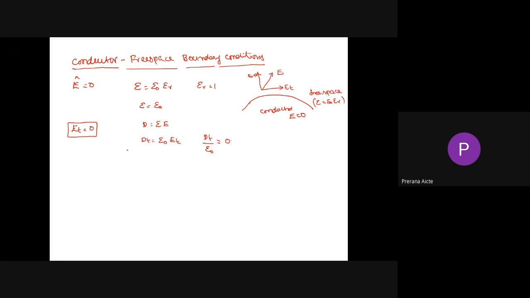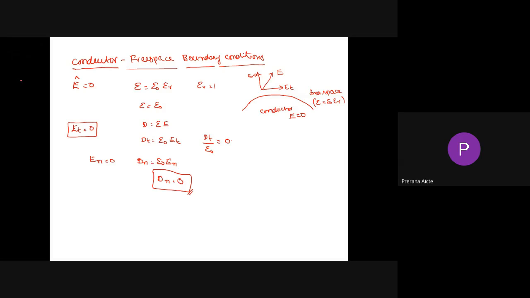The same thing: E of n is equal to 0. Then D of n is equal to epsilon naught into E of n. Since E of n is 0, D of n is equal to 0. So this is the condition to be satisfied at the conductor to free space boundary.